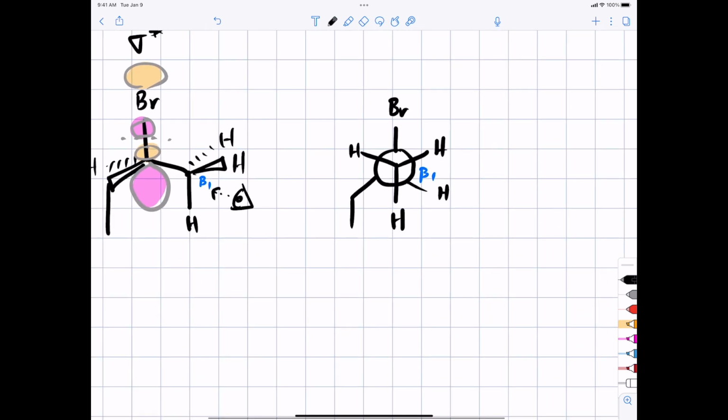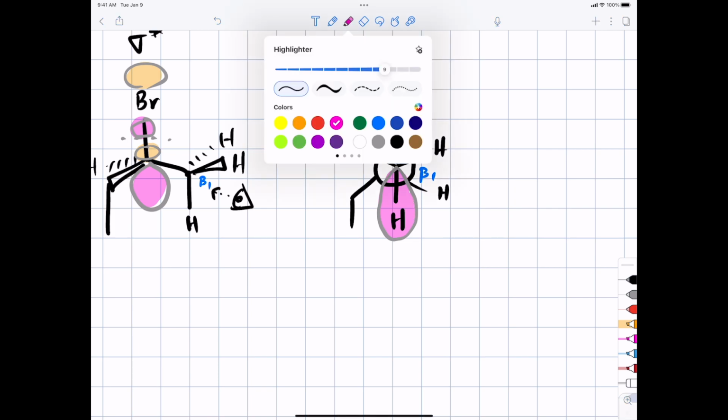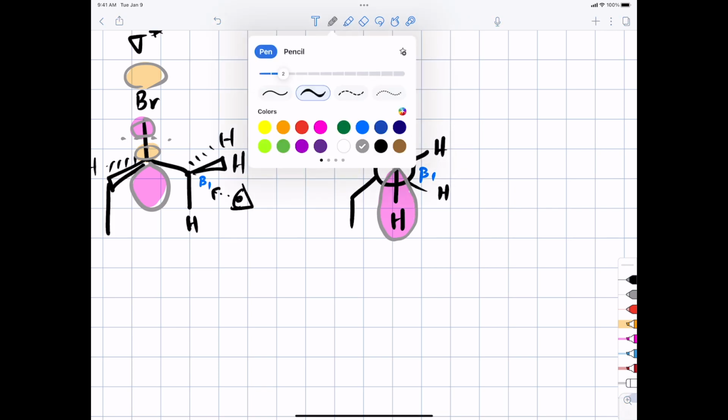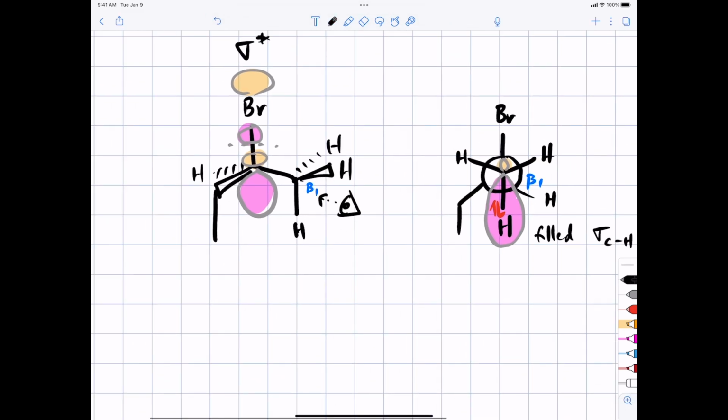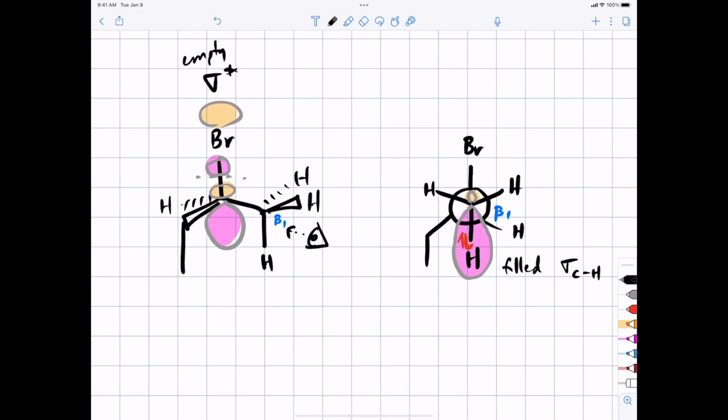All right. When we're in this conformation where the beta proton is anti to the leaving group, what happens is that the carbon-hydrogen sigma bond filled orbital can line up with the carbon-bromide sigma star empty orbital. Okay, so this is the filled carbon-hydrogen sigma bonding orbital. We'll put electrons in there. And this over here is the empty carbon-bromide sigma star.